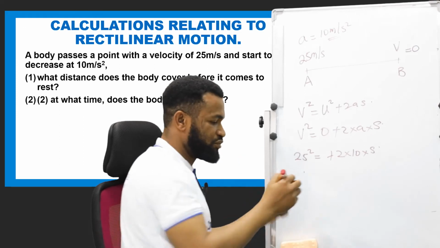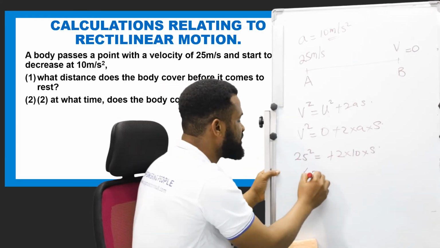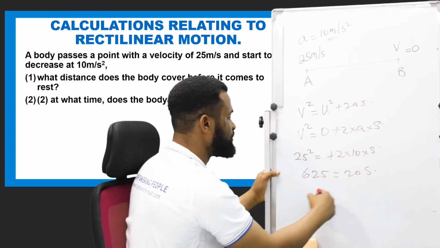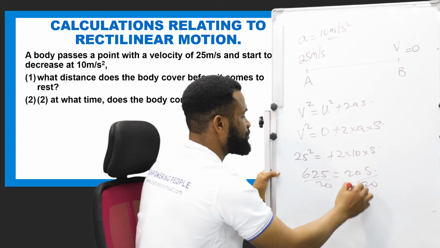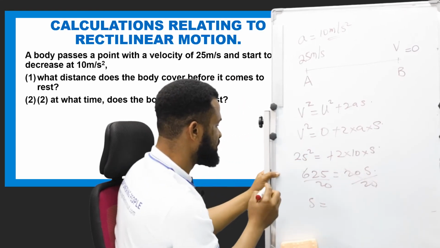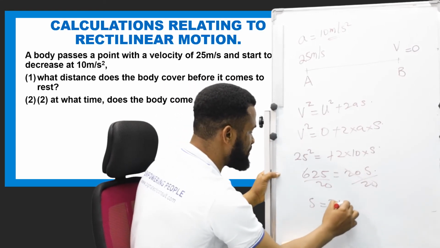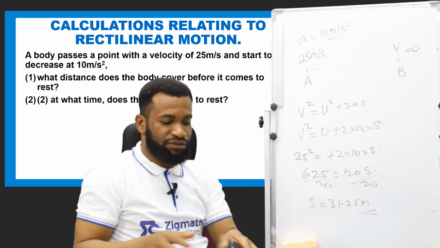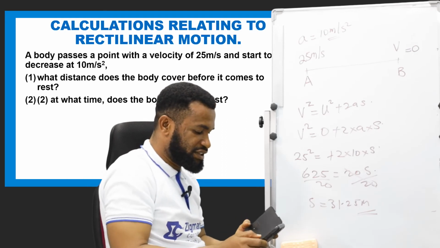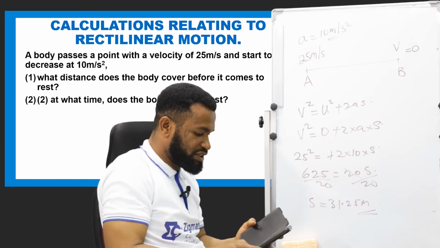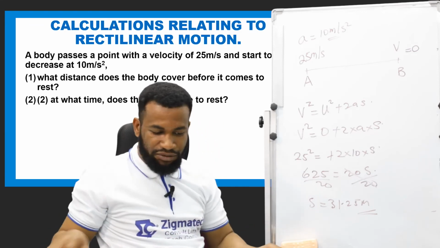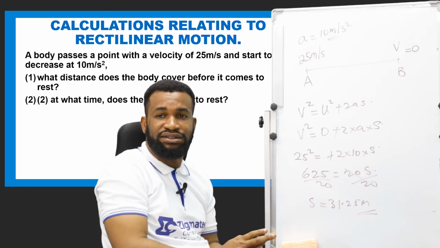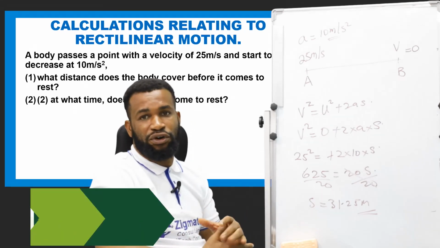So 25 squared is 625. 625 is equal to 20 S. Therefore, if you divide both sides by 20, S is going to be 625 divided by 20, which is 31.25 meters. That is the distance the body covered. Let's confirm the answer. 625 divided by 20, 31.25 meters. All right. That is the distance the body has covered before coming to rest.